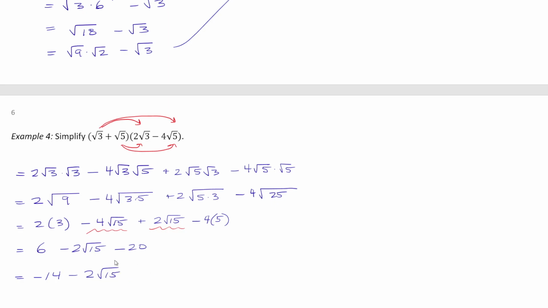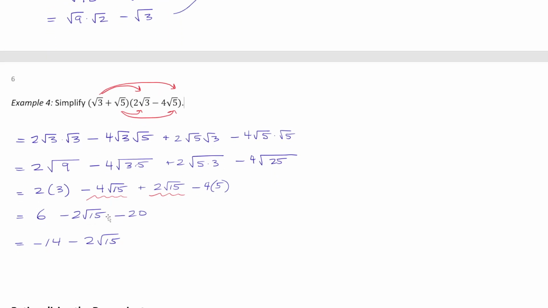And I can't simplify this root 15 any further because there are no two numbers that multiply to give me 15, and one of them is a perfect square. So if I think about the factors of 15, 1 and 15, 1 is a perfect square, but that doesn't help us. And then if I think about 3 and 5, well, 3 and 5 multiply to 15, but the square root of 3 is not a whole number, and the square root of 5 is not a whole number. So 3 and 5 are not perfect squares. So there's nothing I can do here. I just write root 15.